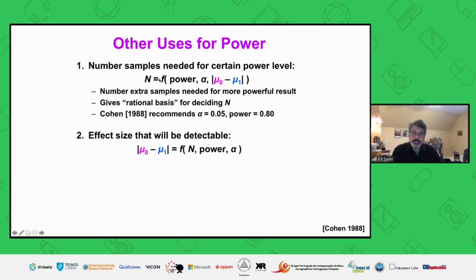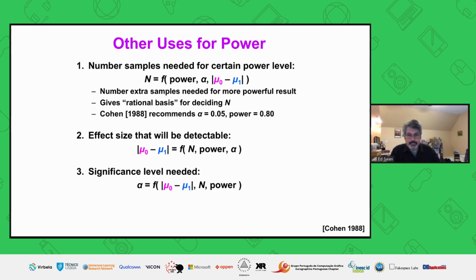But this is a relationship between 4 numbers. So you can also calculate the effect size that will be detectable. This is how you argue the null hypothesis. This right here, that's how you argue the null. And the significance level needed. And number 1 here is the most common usage of the concept of power in experimental design.